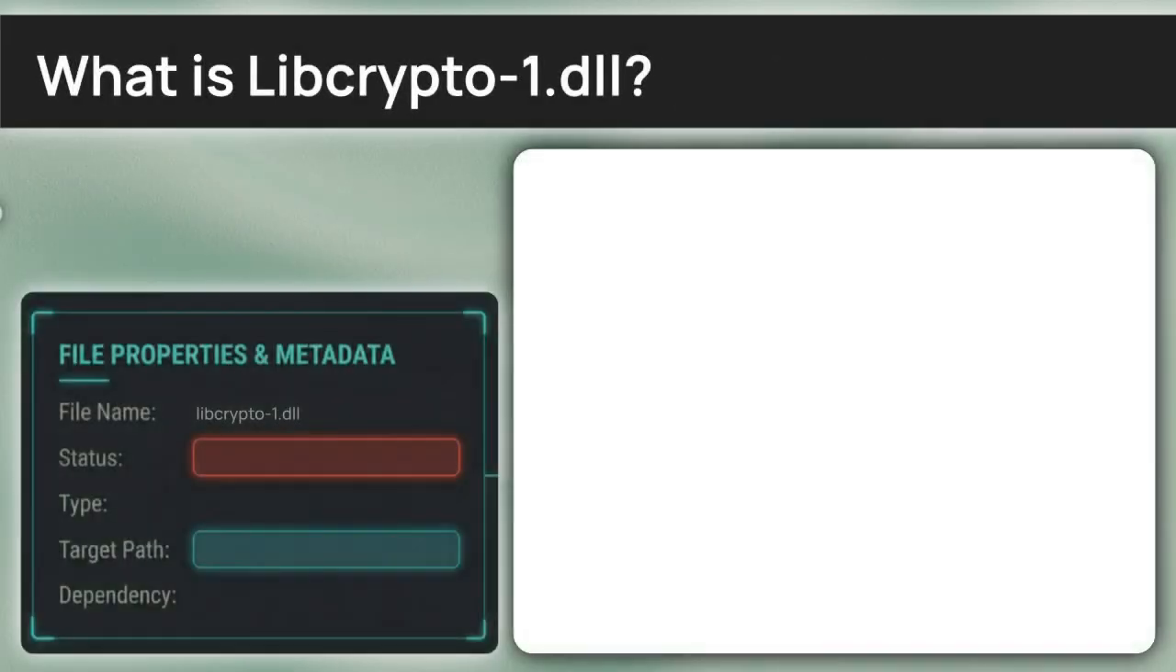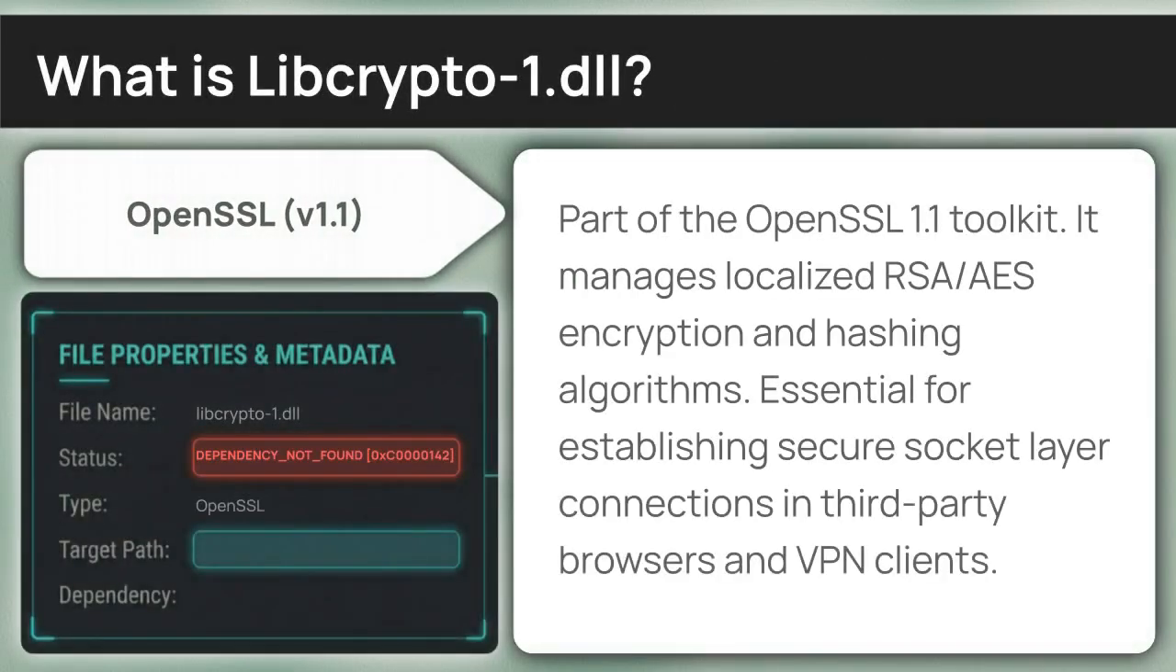This is the libcrypto-1 library, part of the OpenSSL 1.1 toolkit. It manages localized RSA and AES encryption and hashing algorithms, essential for establishing secure socket layer connections in third-party browsers and VPN clients. Since we've covered what this file is, let's move to the primary fix.